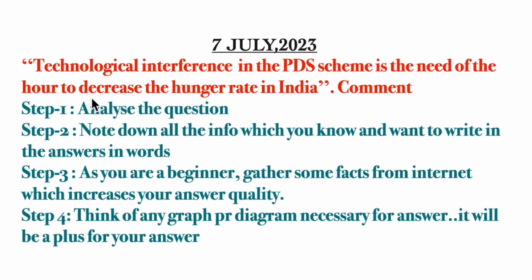So here, to decrease the hunger rate means it is related to some report, right? So global hunger report is there. So this will be a plus point for you. So you have to know the global hunger index, and for attractive purpose, you have to analyze the hunger rate index and you have to draw a graph based upon that.